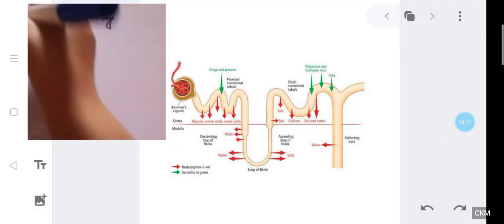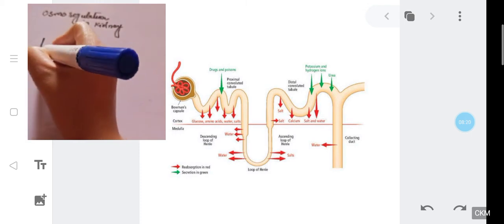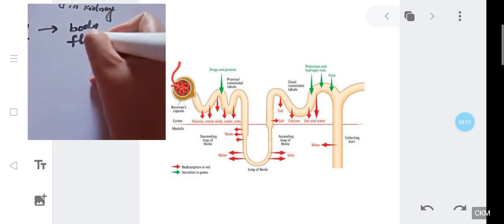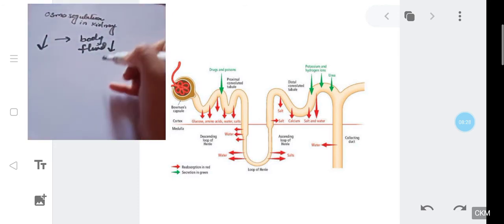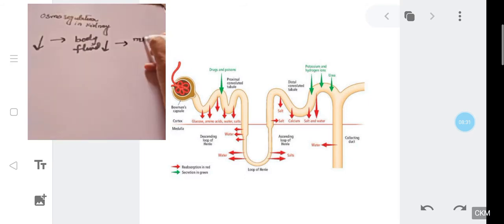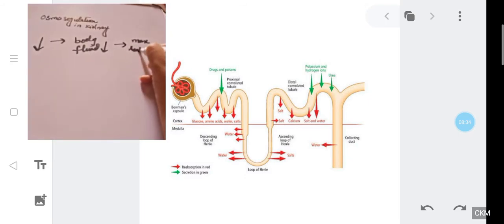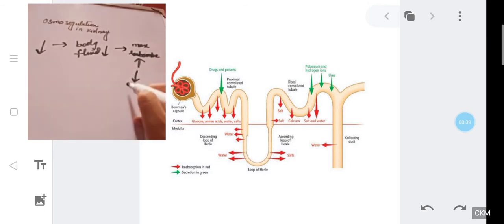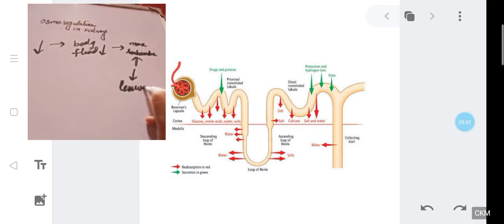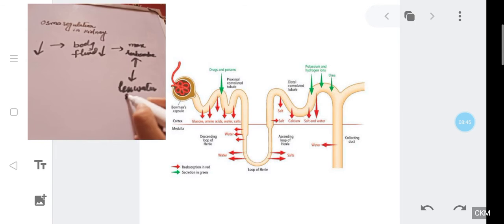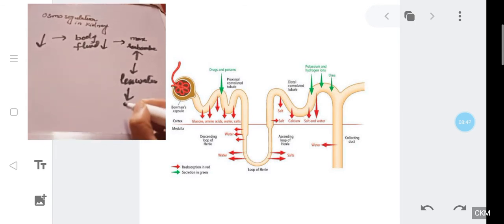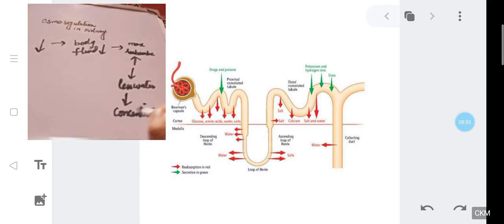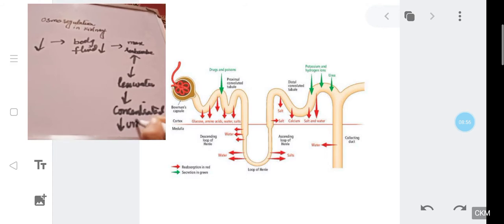What is basically the second condition? When the body takes less water, the body fluid will have less water. Due to that, the maximum water is going to reabsorb, and less water is going to be removed. Due to that, the urine is going to be the concentrated one. It means that less urine is going to be produced.